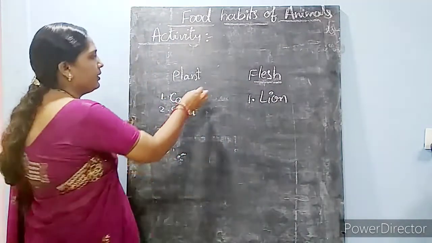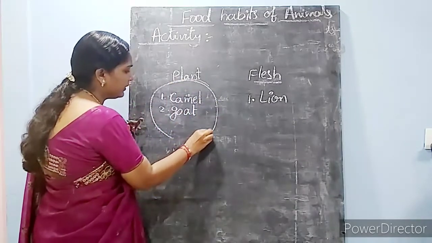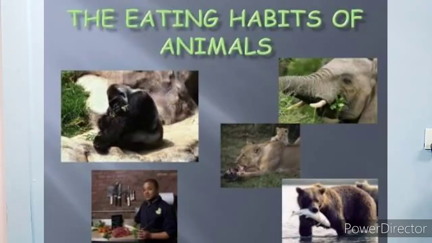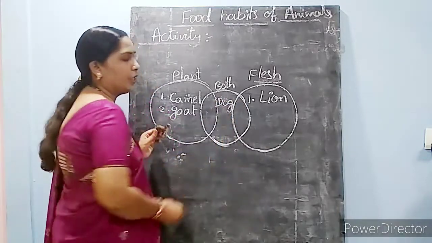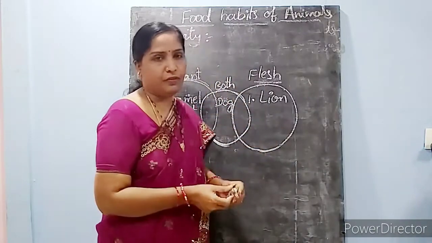So you write, make a circle for plant eating animals and make one more circle for flesh eating animals. And in the middle, for the animals which are eating both plants and flesh, here you write, these animals are eating both plants and flesh. So which animal did we find? That is dog. Dog eats both plants and flesh.